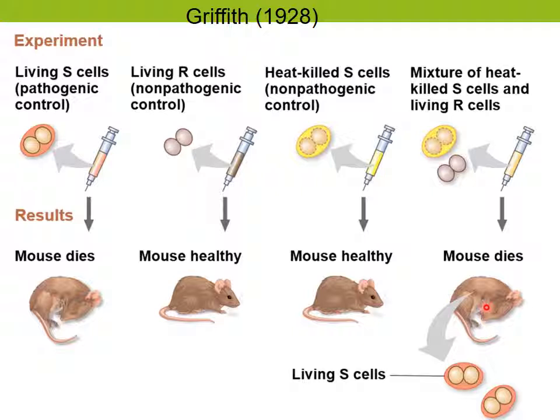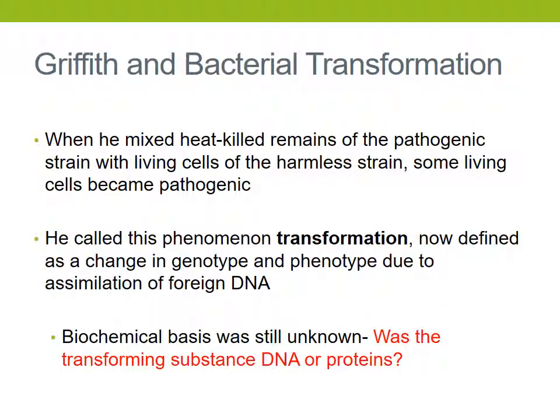And basically, something from the R transformed the bacteria to become living S, or dead S, and that will then cause the mice to die. So again, the big thing was this phenomenon is called transformation, which is a change in genotype and phenotype due to assimilation of foreign DNA. So there was some kind of exchange of DNA, transfer of DNA from one strain to another. So that was huge. No one knew that that could happen, that DNA could transform or exchange between two different strains. So that was a big thing.